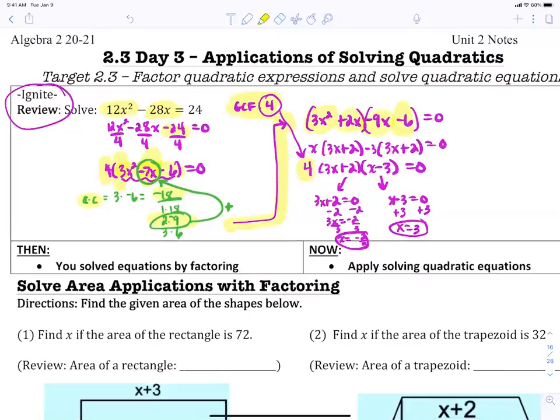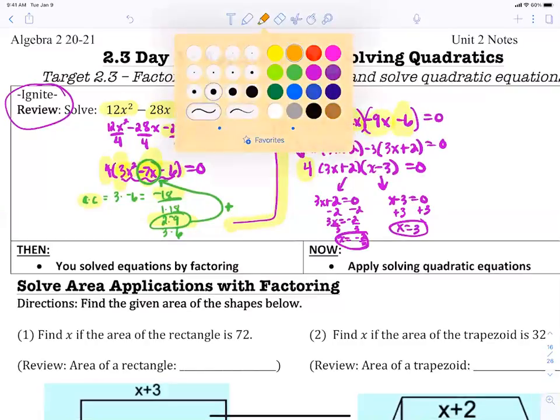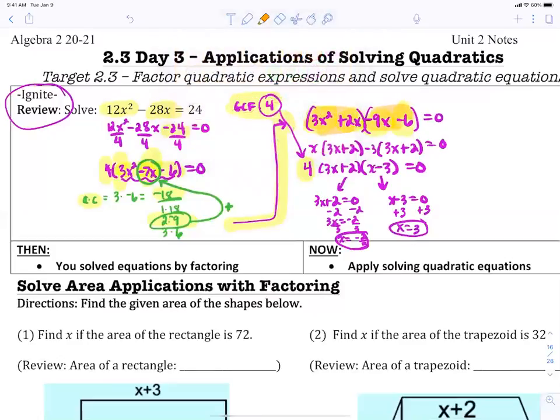Now, those could be switched. It doesn't matter where you put them. The next step, though, is to group these first two terms together, and then group these two terms together, and then continue the factor by grouping. All right. Now, be careful, because a lot of students just want to stop at the factored step. But in this case, it didn't say factor, it said solve.